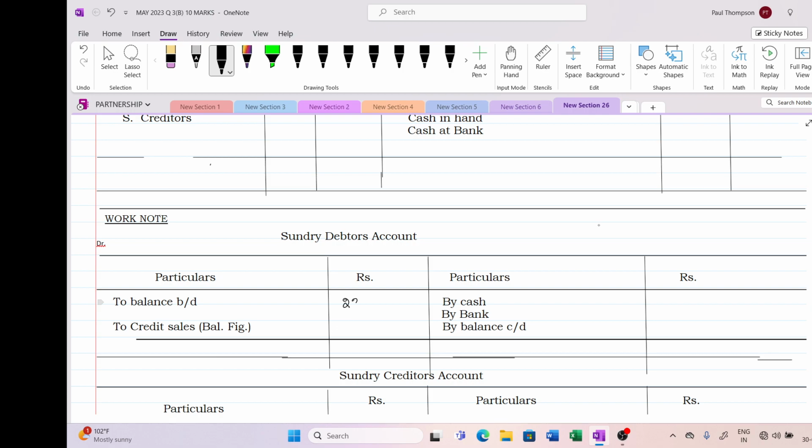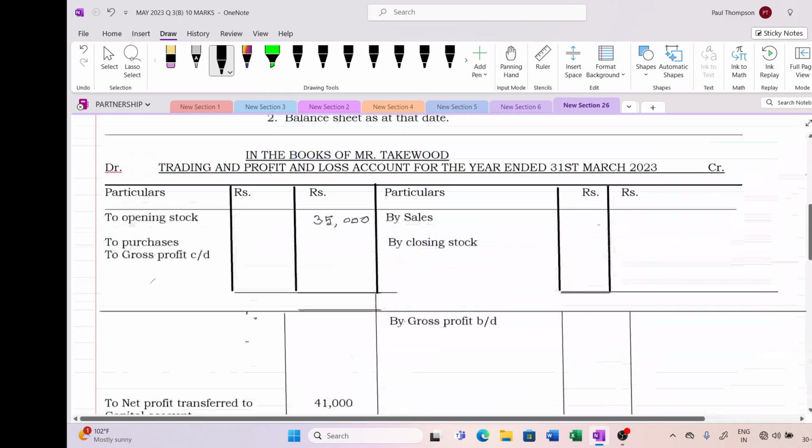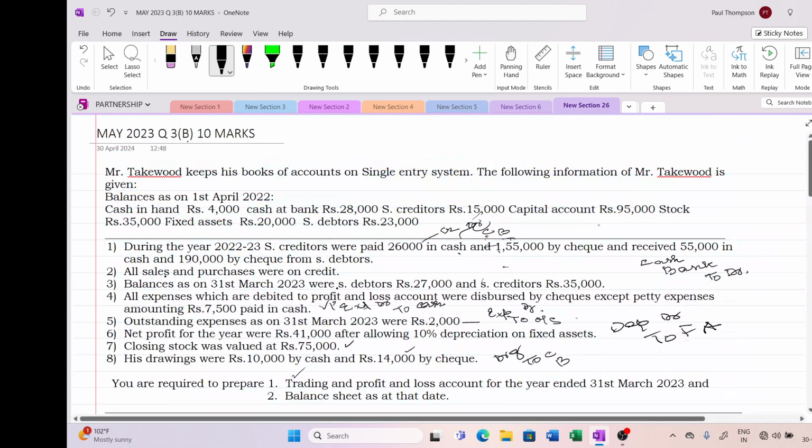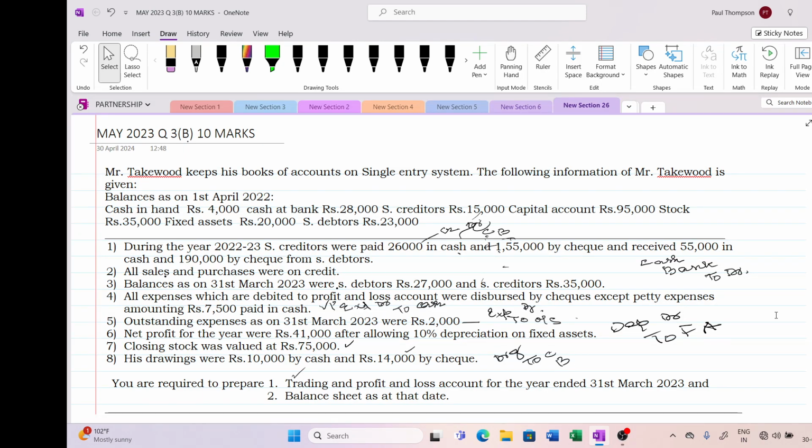Okay. Now moving on to the transactions given, one by one. First one is: during the year 22-23, sundry creditors were paid in cash 26,000 and 1,55,000 by check. What is the journal entry? Creditor account debit to cash or bank account.